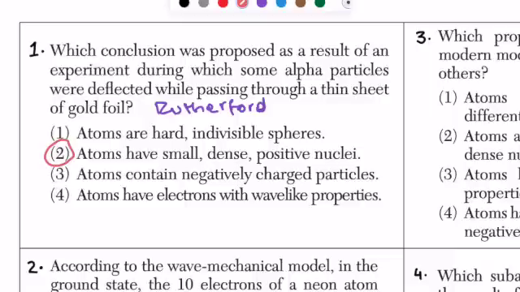That was one part of Rutherford's experiment and his conclusion. And the second part was that the atom is mostly empty space. So remember the ESPN. This was Rutherford's conclusion. So that means the atom is mostly empty space and has a positive nucleus.